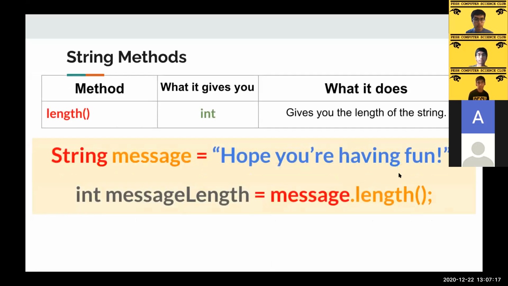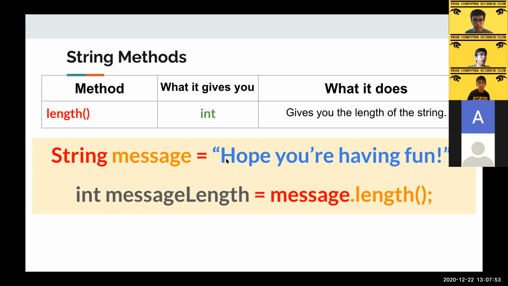So we're going to go more in depth into a couple of string methods and take a look at how to code them afterwards. So here's the length method. And what it gives you is an int, because it's giving you how long the string is. And that's why it's an int, not a float or a character. So over here we have string message equals "hope you're having fun!" And then we can say message.length. And you can see this function does not have any arguments. We do not pass anything in. We just put parentheses and that's it. And this will give us an int that describes the length of the string.